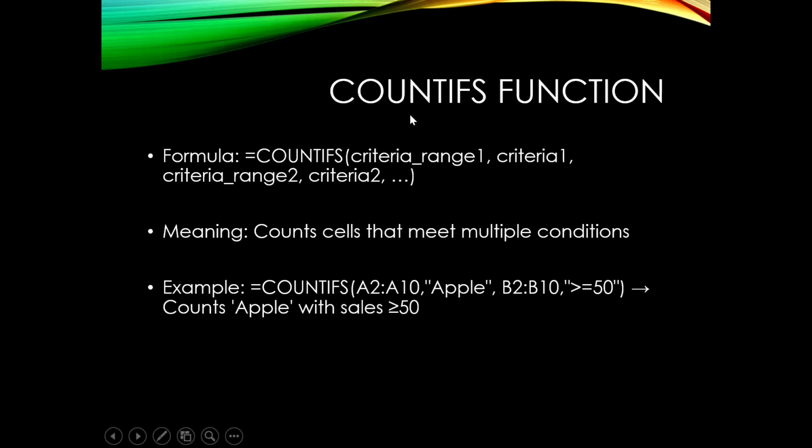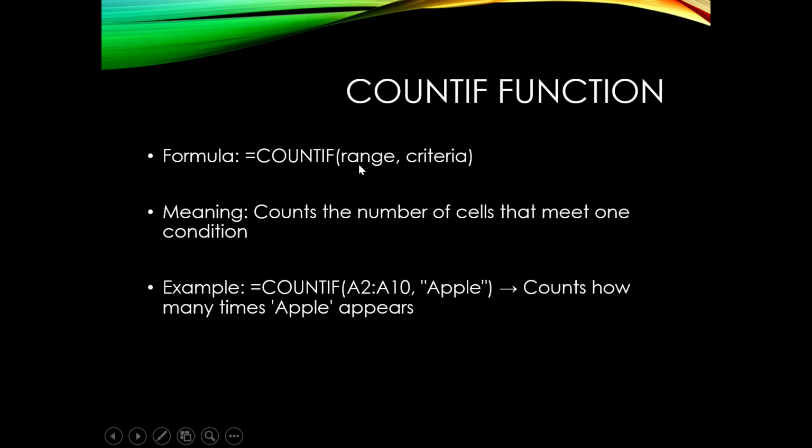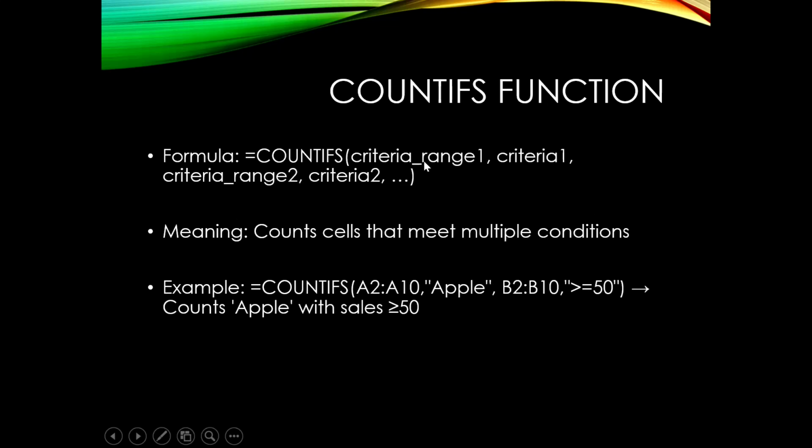Now the COUNTIFS function. Here the question to be discussed is: what is the difference between COUNTIF and COUNTIFS? The formula is COUNTIFS(criteria_range1, criteria1, criteria_range2, criteria2, and so on, any number of them). In COUNTIF we have only one range and one criteria, whereas in COUNTIFS we have a number of ranges and a number of criteria. This is the major difference.